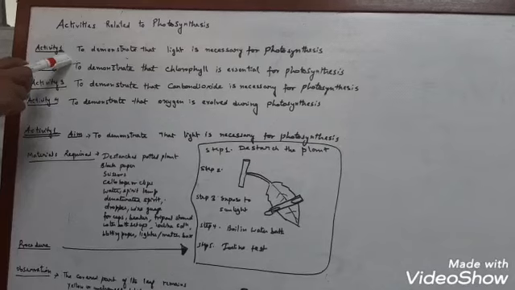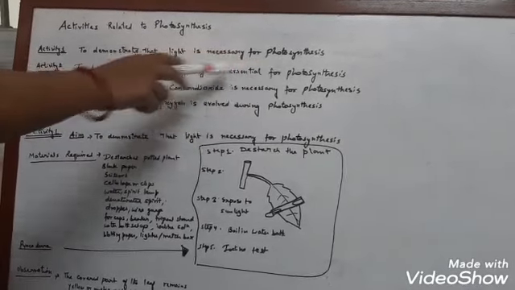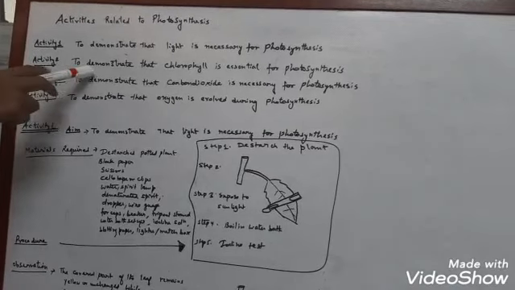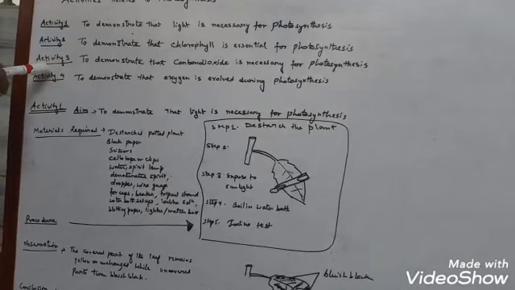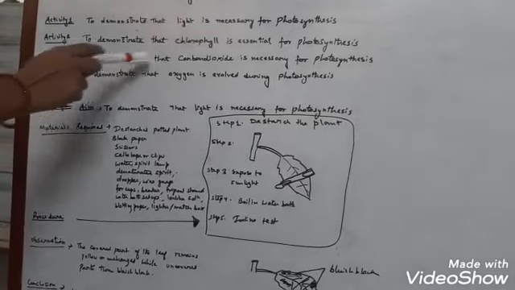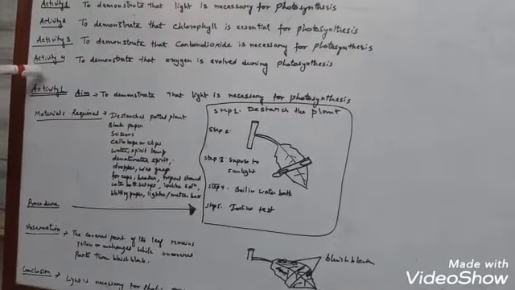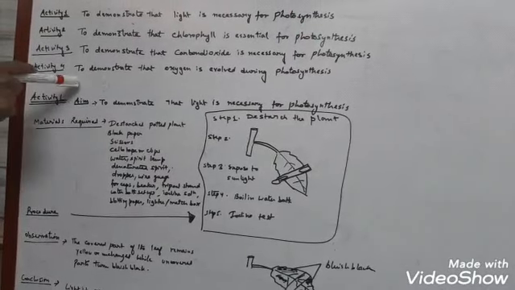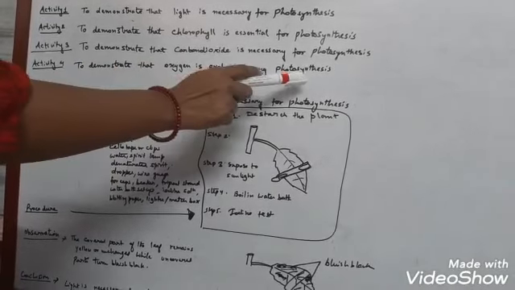Now the first activity is to demonstrate that light is necessary for photosynthesis. The second activity is to demonstrate that chlorophyll is essential for photosynthesis. The third activity is to demonstrate that carbon dioxide is necessary for photosynthesis. And the fourth and last one is to demonstrate that oxygen is evolved during photosynthesis.